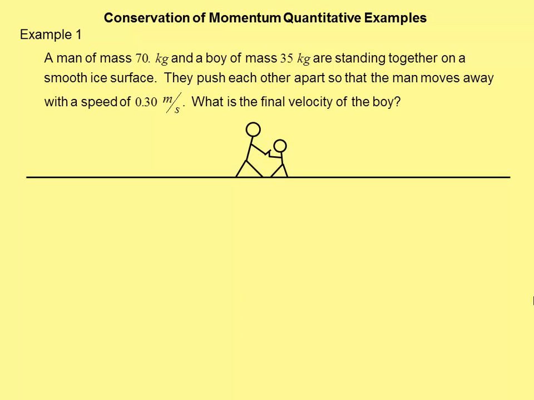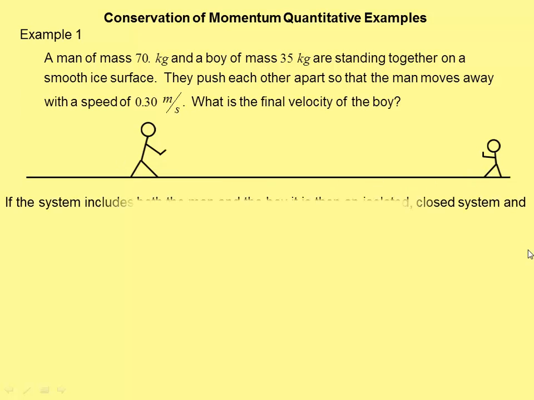You might remember it. Looks something like this. You might remember that the boy moved away faster because the man has more mass, the boy has less mass. But if we call our system the man and the boy, since it's a smooth ice surface, so there's no friction, the only horizontal forces are the forces between the boy and the man. Therefore, the system is isolated and closed, no mass changes, and therefore momentum is conserved.